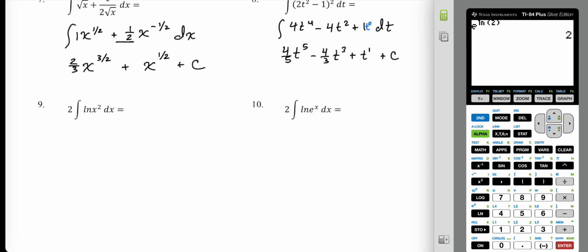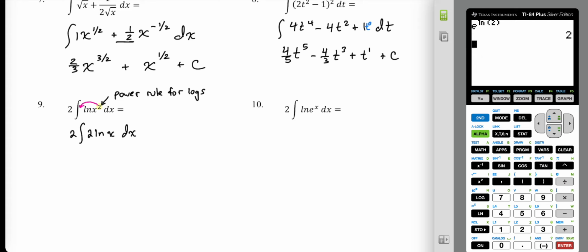Numbers 9 and 10 both involve natural logs, but they're actually not too bad because they're rule-based. The first thing I notice in the case of number 9 is I got a power on that log, and what we can actually do here is use the power rule for logs. Old pre-calc topic. All right, so the power becomes the coefficient. So we have the 2 that's already there, but this 2 will become the coefficient of the logarithm. So 2 ln x dx.